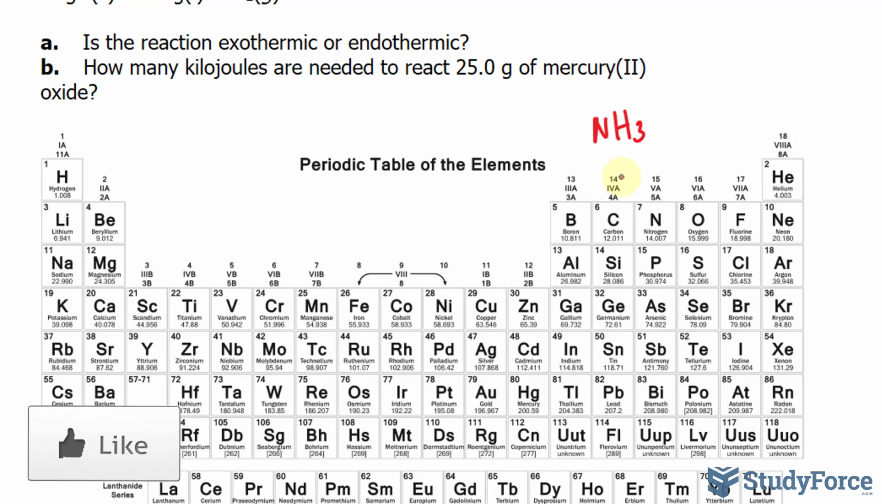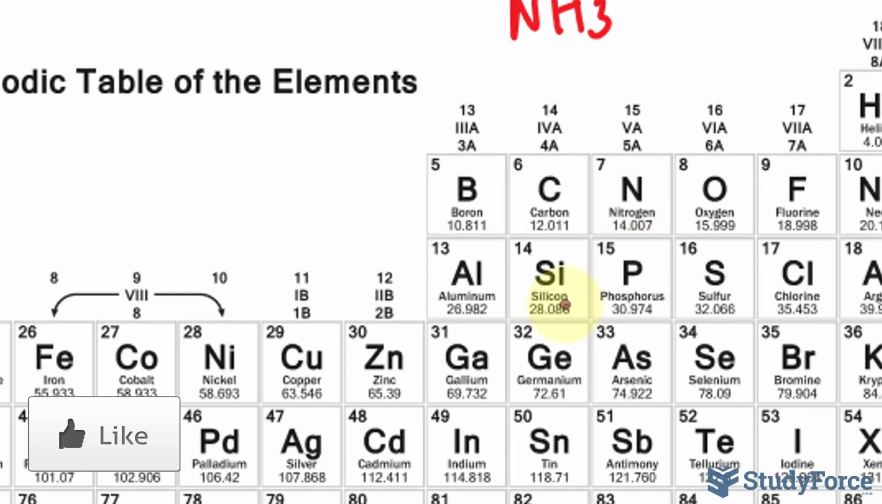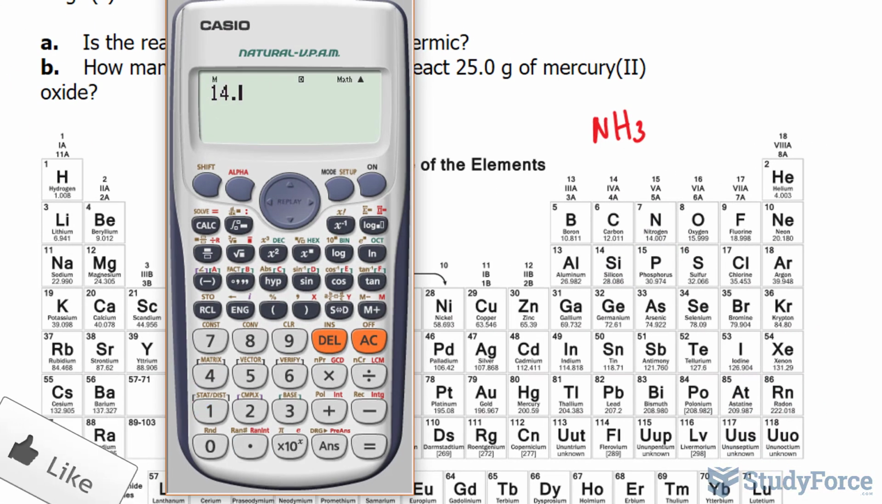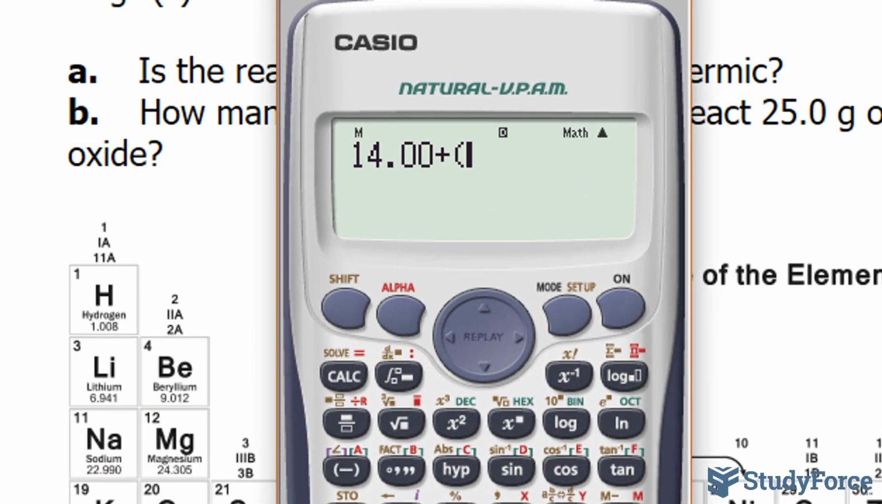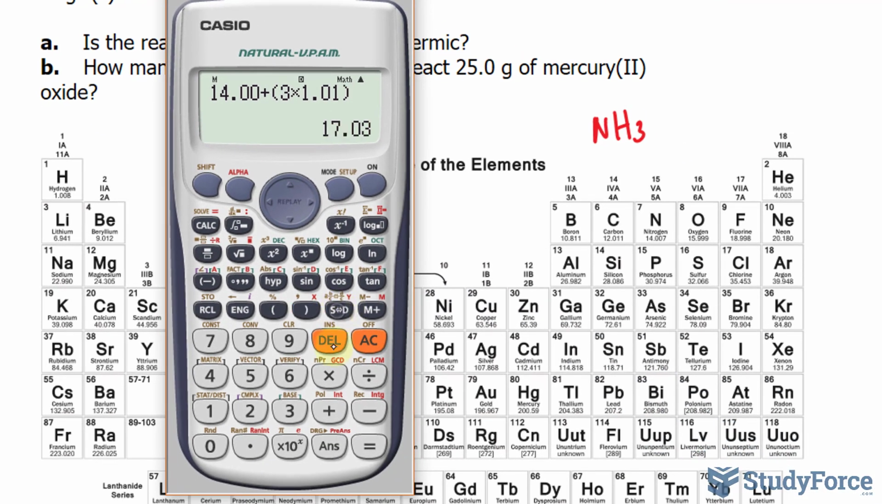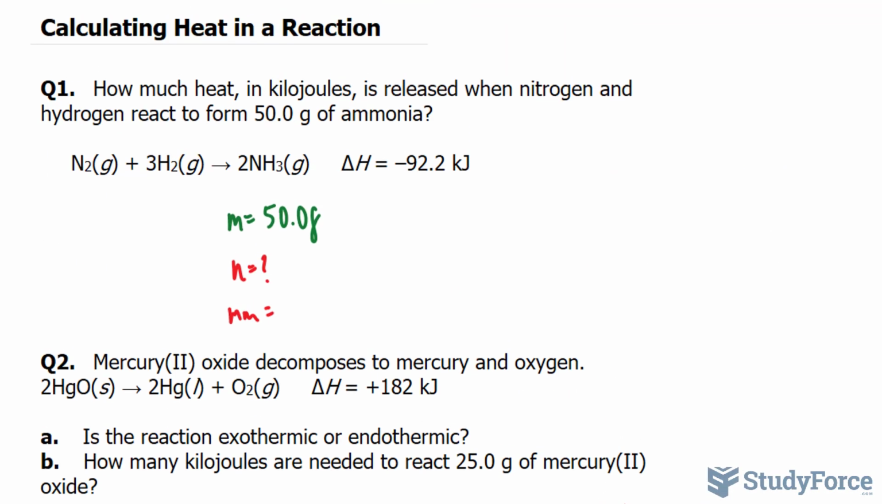NH3. The molar mass for nitrogen is 14.00. So I'll write down 14.00 plus the molar mass of hydrogen. We have 3 hydrogen atoms in this molecule, so 3 times 1.01. And we end up with a molar mass of 17.03. Let's write that down. 17.03 grams per mole.